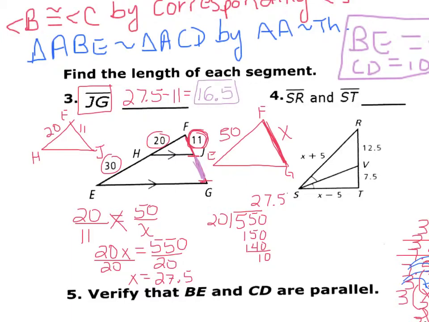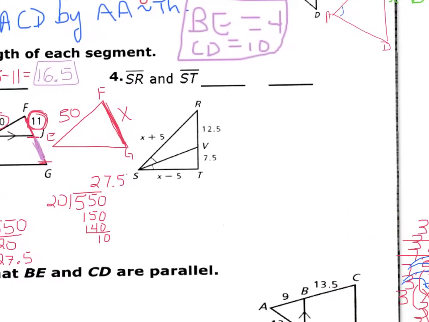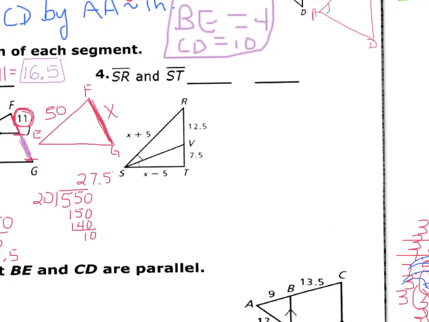Okay, next problem, number 4. In problem number 4, it's an angle bisector. So what you can say is that an angle bisector, the side x plus 5 can be set up as the base, 12.5, equals the side of the triangle, x minus 5, is to the base of the triangle, 7.5. Then you just cross multiply.